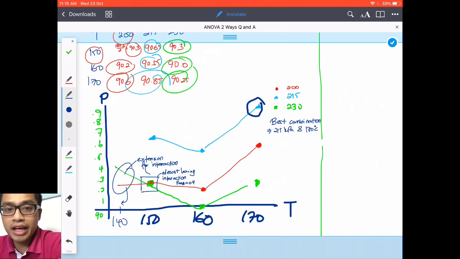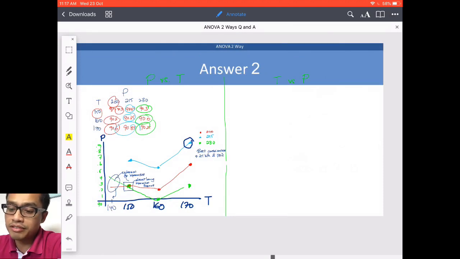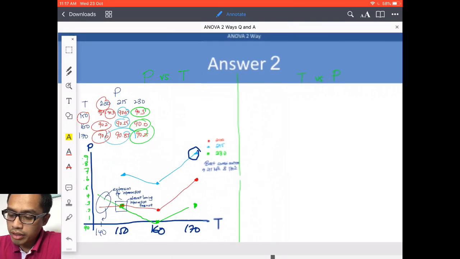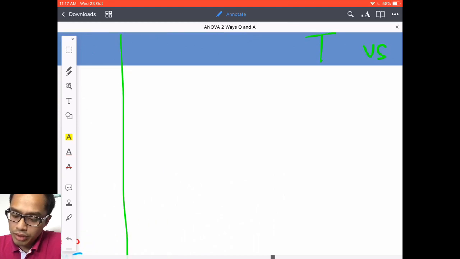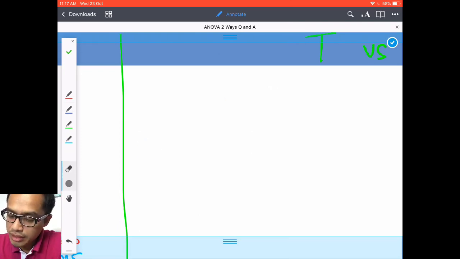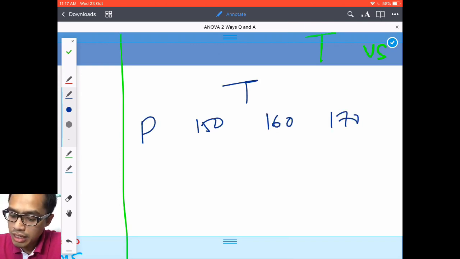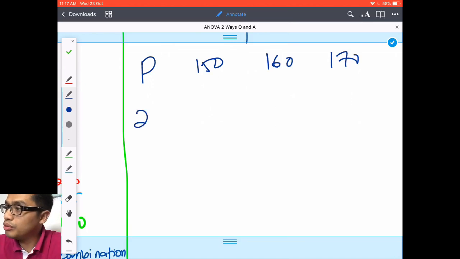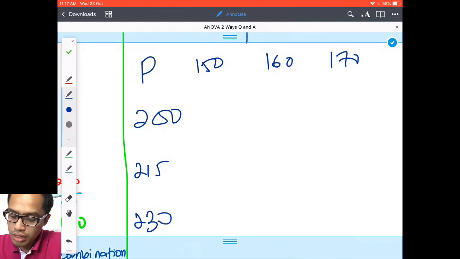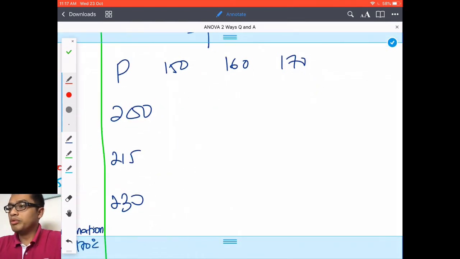How to prove that? To prove that, we can use a temperature against pressure interaction graph. For temperature against pressure, you can use this table and duplicate it here. So you will write pressure and now this the other way around. This one will be your temperature, 150, 160, 170. This will be your pressure, 200, 215, 230. So I'm going to use red. So the red will be, you just copy paste.